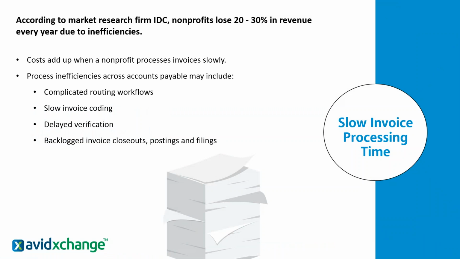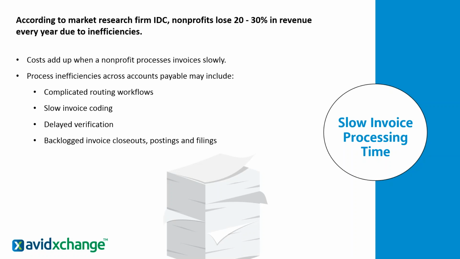So we've done a lot of research in the industry. We work with a number of analyst firms: IDC, Gartner, Paystream Advisors, the Institute of Finance Management, and so you'll see me referencing some of these analyst firms as we go through the presentation. But the first one we run into is that about 20 to 30% of nonprofits are losing revenue based on simple inefficiencies. And what are some of these inefficiencies?